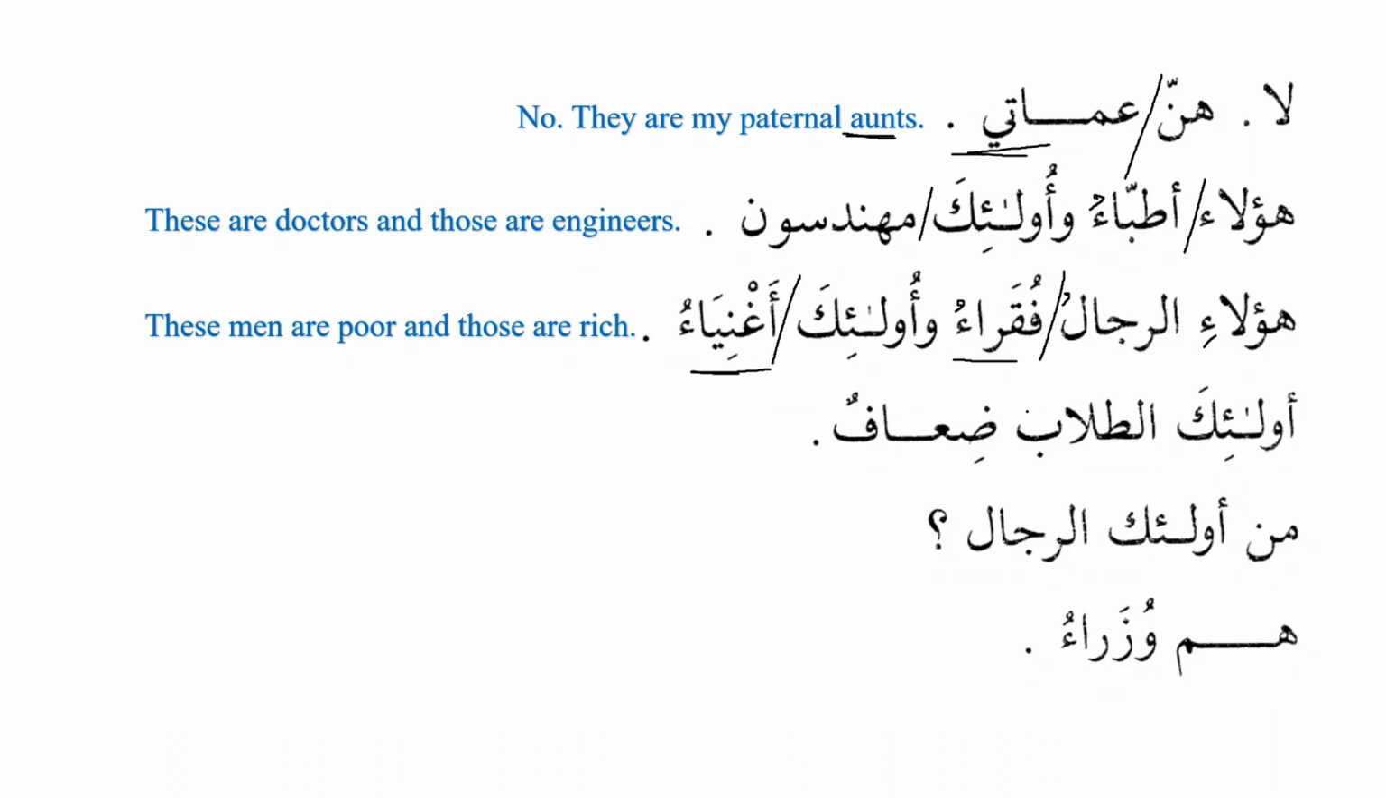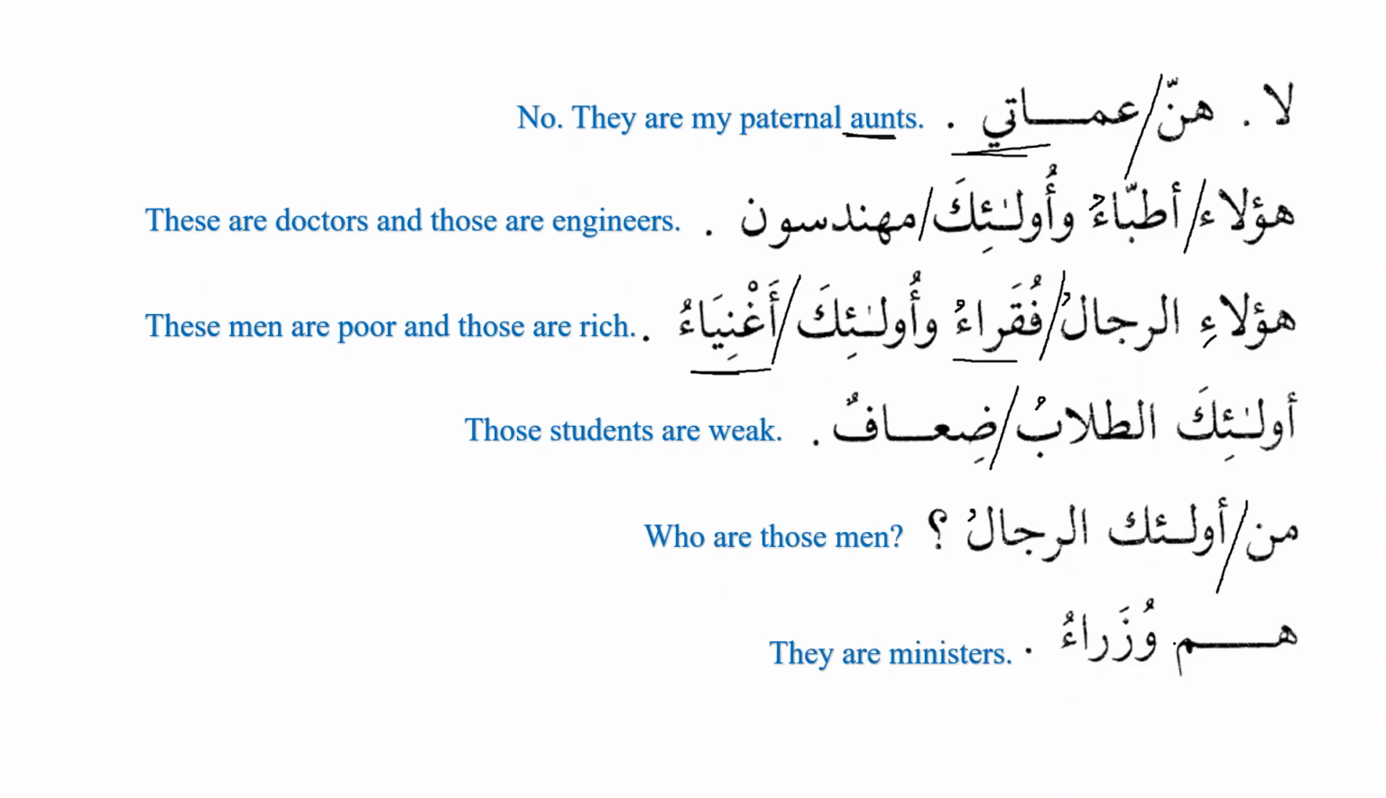Ulaika at-tullabu, those students, ضعافٌ, are weak. ضعيف, and the plural of ضعيف is ضعاف. Those students are weak. Man ulaika ar-rijalu, who are those men? Hum wuzara'u, they are ministers. Wuzara'u, also it's on the pattern of fa'ala'u, that's why it's a diptote, it is mamnu min as-sarf, it will not accept tanween. Hum wuzara'u, they are ministers.